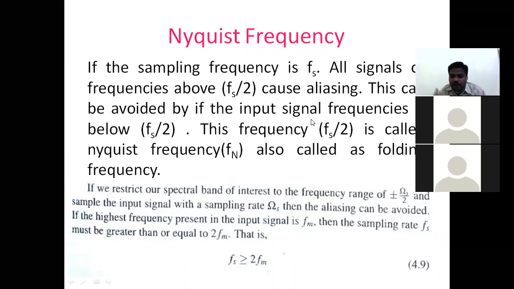So how do we avoid the time domain aliasing? See, this is a serious effect you should consider. We should completely eliminate the time domain aliasing to get the original data. So how to avoid it? You can avoid the time domain aliasing by selecting the input signal frequencies below fs by 2. This frequency fs by 2 is nothing but the Nyquist frequency. So always you should select the input signal frequencies below the Nyquist frequency, which is also called the folding frequency.